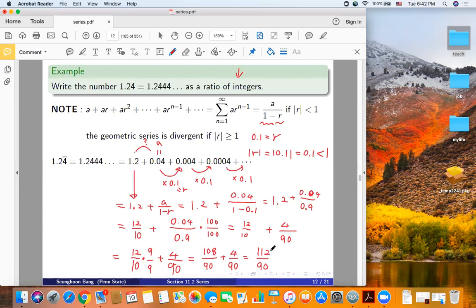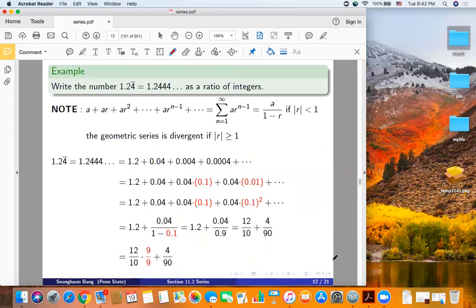2 is a common factor, cross out 2, so it changes to 56 over 45. The final answer is 56 over 45. So that's it. This is the whole idea for solving this problem. Does it make sense? This is the idea. So, next example.